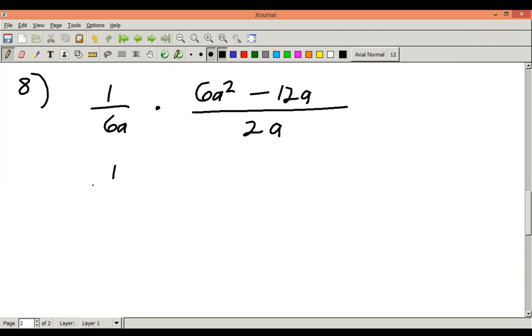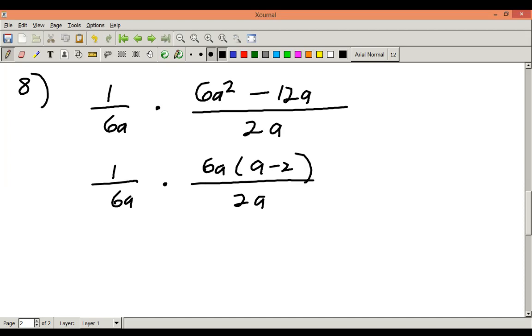So you got 1 over 6a times, looks like that top is going to factor. Factor a 6a out of the top, and that'll leave you with just a minus 2. Again, maybe double check that. Okay, so it looks like we got everything factored. Now it's time to do some canceling. So it looks like the 6a's are going to cancel. And then all we have left is that a minus 2 over 2a. So that one's pretty easy.